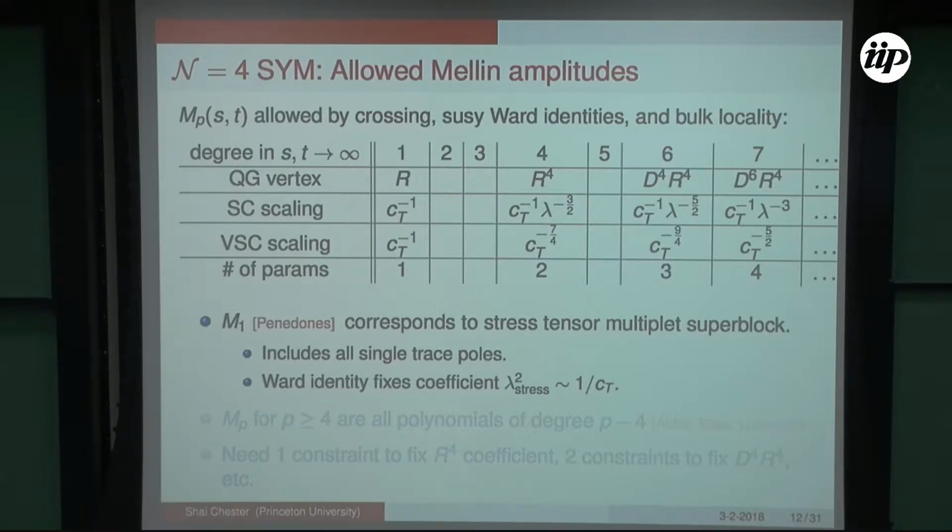And so this means that there's not going to be any poles for anything beyond M1, because we've already used up all the poles for M1. So that means all the higher MPs are just going to be pure polynomials of degree p.